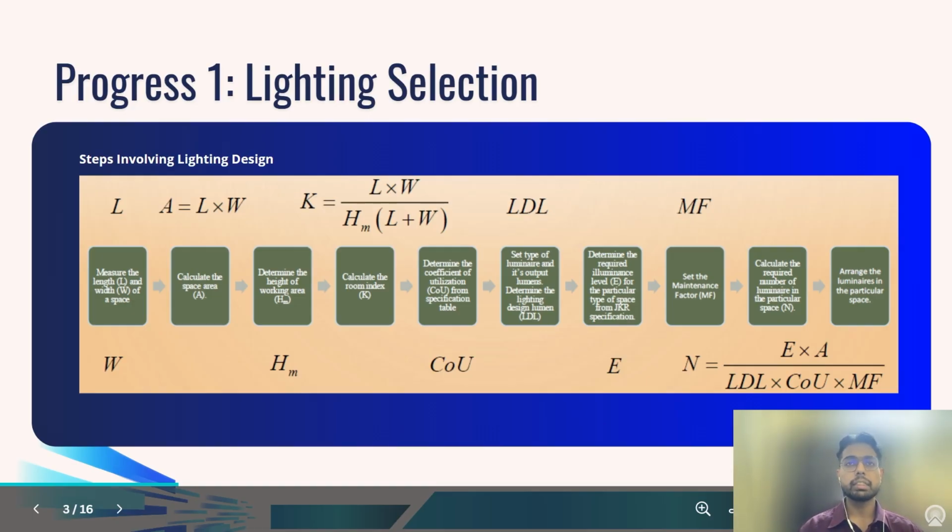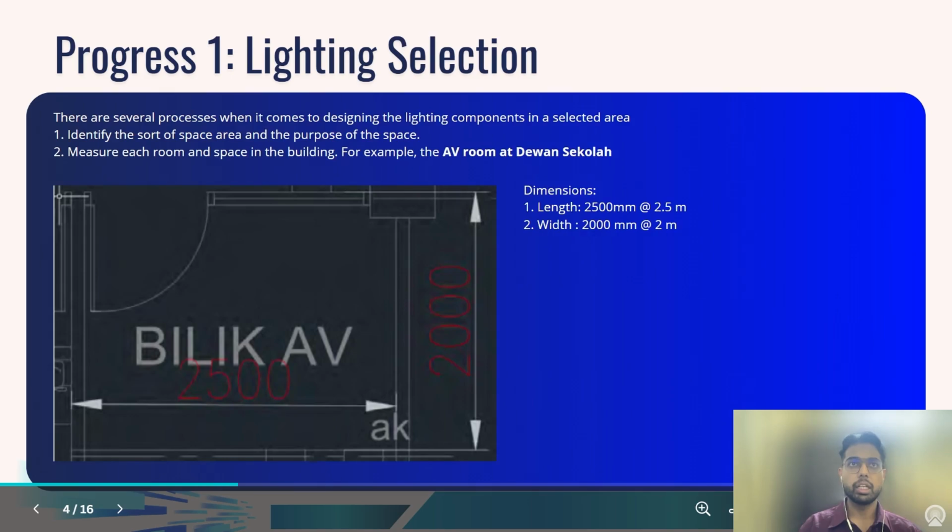So instead of me explaining like this, why don't I present you an example? There are several processes when it comes to designing the lighting components in the selected area. First of all, we need to identify the sort of space and the purpose of the space, and measure each room and space in the building, for example, the AV room in Devan Scholar. As you can see in the figure below, it's a screenshot of the AV room in Devan Scholar. Its dimensions are 2500 millimeters in length, in this case 2.5 meters, and the width is about 2000 millimeters, in this case 2 meters.